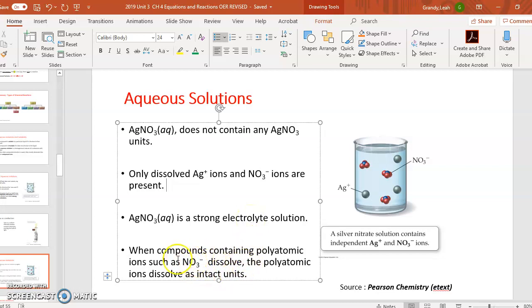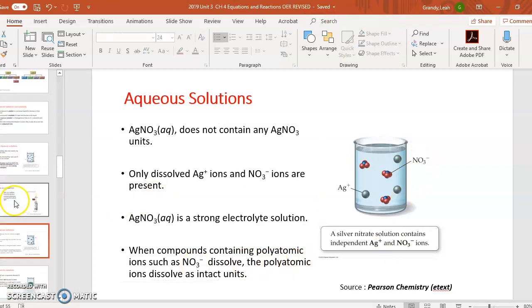So that NO3, that nitrate ion, is called a polyatomic ion, poly meaning many, atomic meaning atoms: many atoms joined together sharing a charge. That NO3 negative never dissociates. Just a little note there.